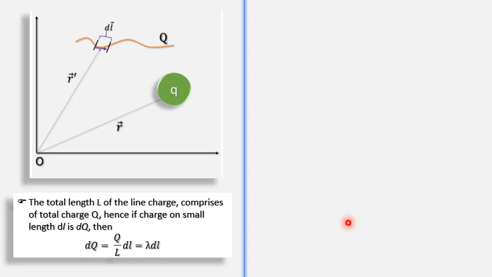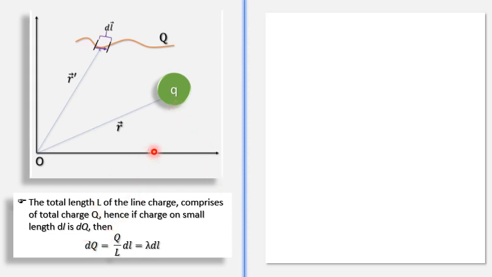Now first I'll find the force between q and dq. So we apply the vector form of Coulomb's law. This is the first charge, second charge. I want the force on q, so the position vector of q will come first. If you want the force on dq, it should be r prime minus r, but right now we want the force on the point charge, so r will come first.